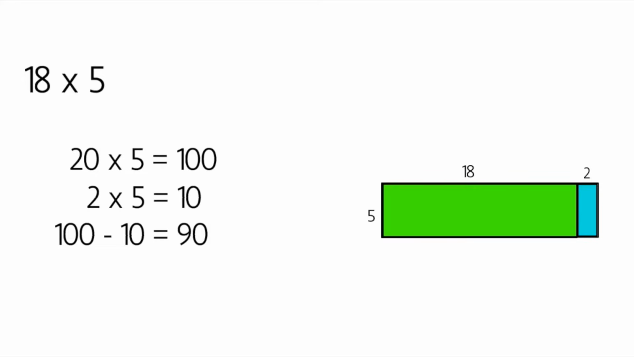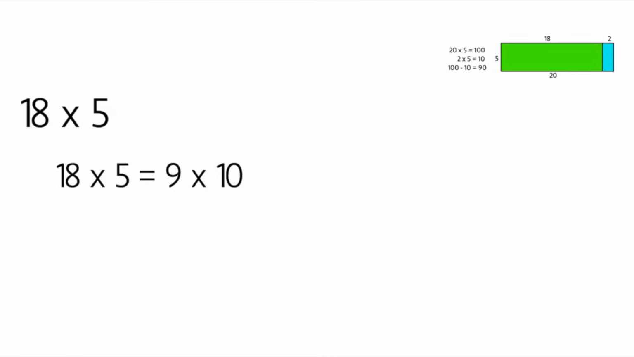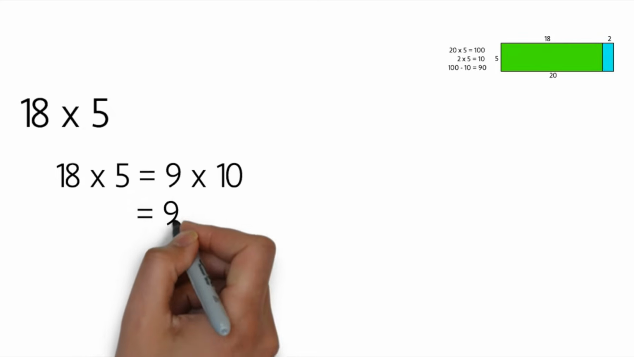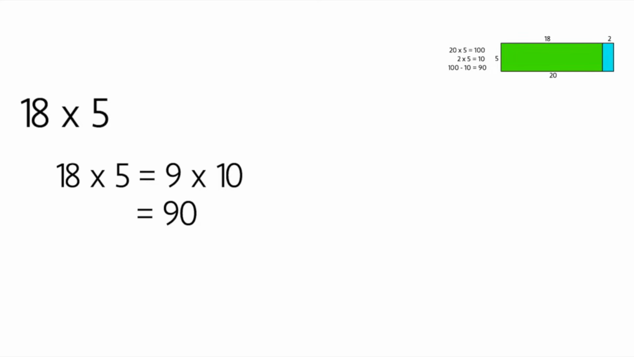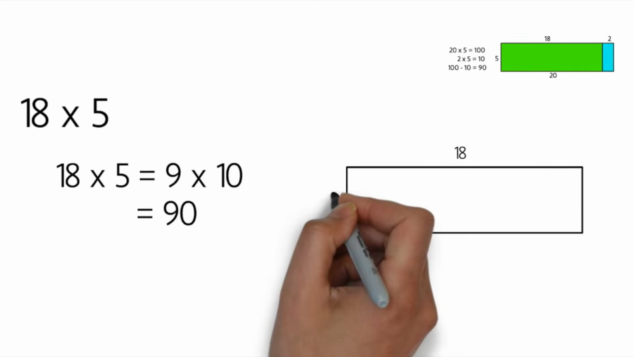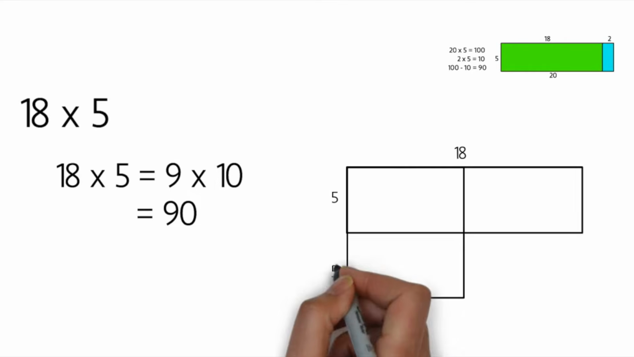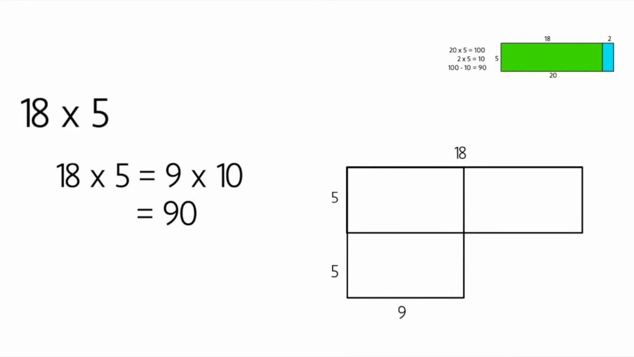Another way to think about 18 times 5 is to say it's actually equivalent to 9 times 10. And the visual representation of 9 times 10 is kind of interesting. If our 18 times 5 rectangle looks like this, then our 9 times 10 rectangle would look like this. And that 9 times 10 rectangle has the same area as the 18 times 5 rectangle.